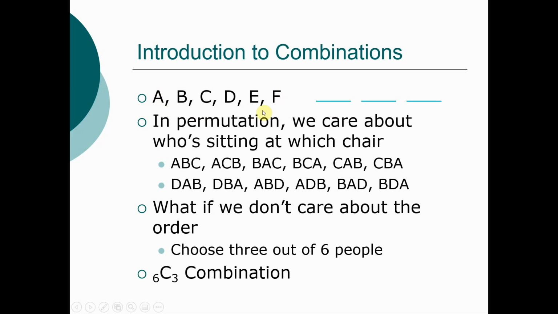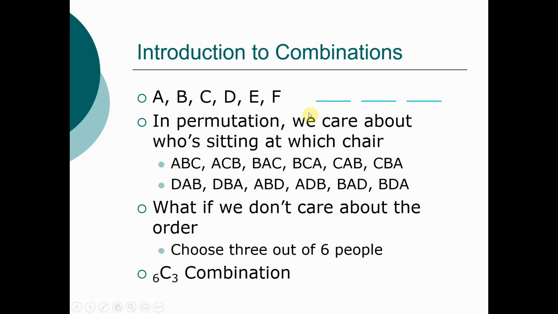So here in this example, we have 6 different objects, A to F, and we want to select 3 of them. And we don't care about the order. So in this case, A, B, C, A, C, B, B, A, C, B, C, A, C, A, B, C, B, A, they're all considered as one option, right? We don't care about the order.